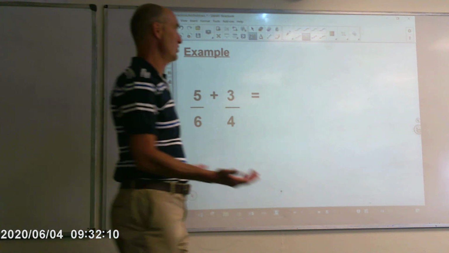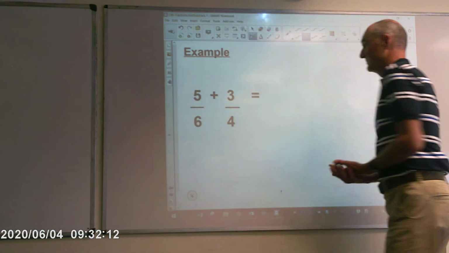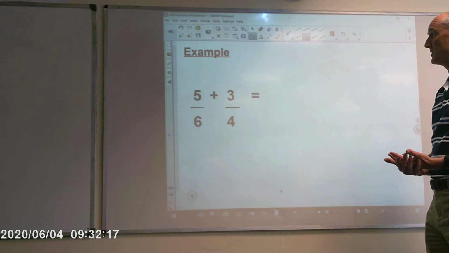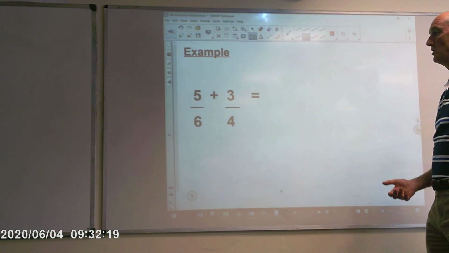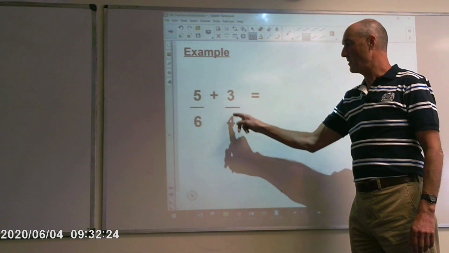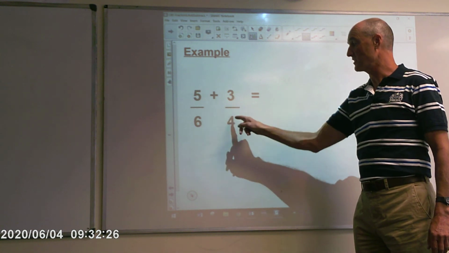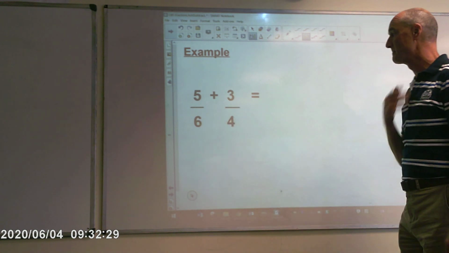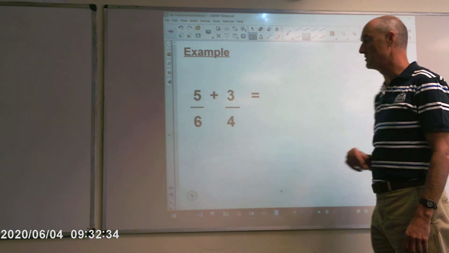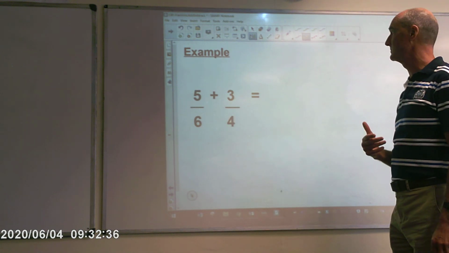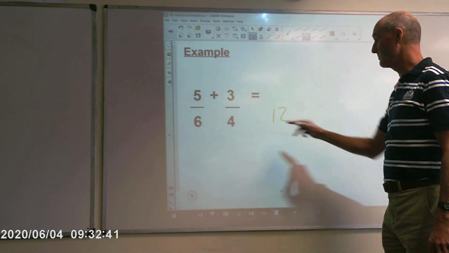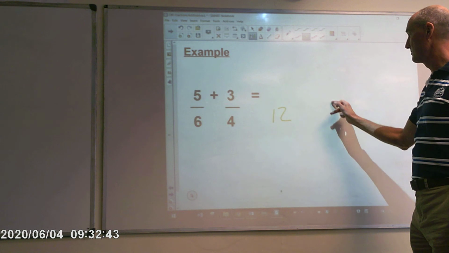Okay? They can't just be added straight together. They're not the same type of term. They're not the same type of fraction. So what have we got to do? We've got to look for our lowest common multiple. What's the smallest number that both 6 and 4 will go into? What's the smallest number, the lowest common multiple that both of those numbers will go into? It's 12. Okay? So, we make both of these fractions into twelfths.